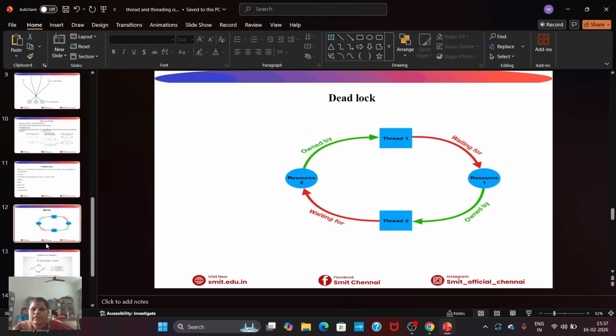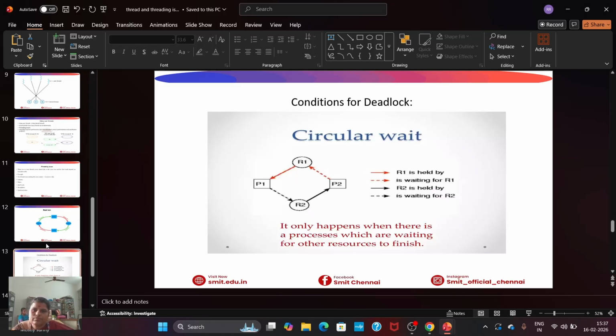Then deadlock. Deadlock occurs when threads share two resources at the same time. For example, the first thread holds a resource and is waiting for resource one, which is owned by thread two, and thread two is also waiting for a resource. At this time, a deadlock may occur.